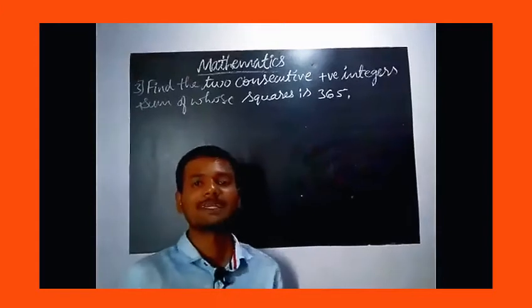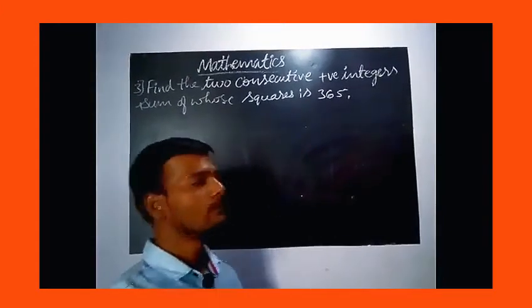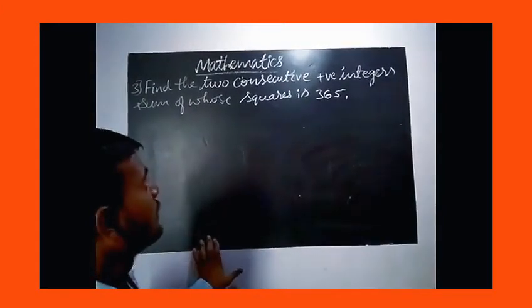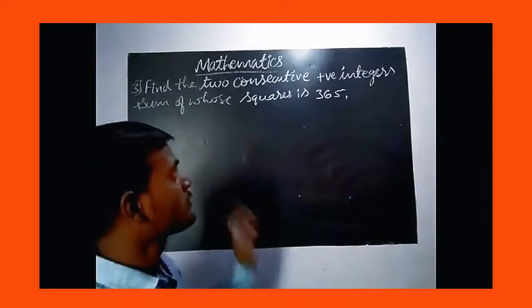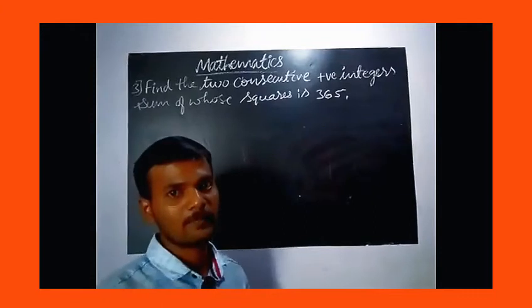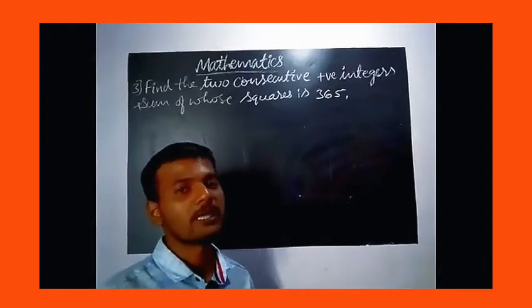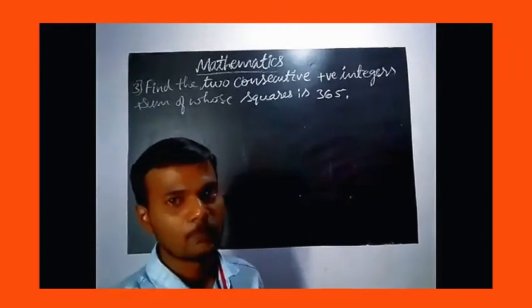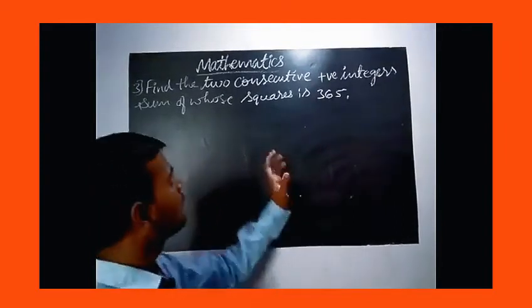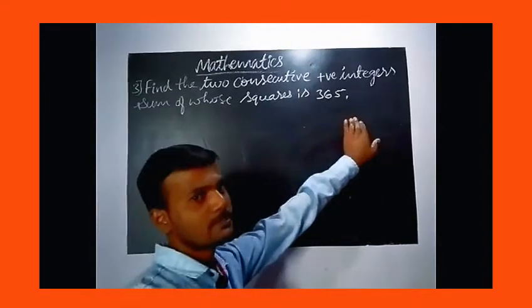Now let us discuss the next example, that is, find two consecutive positive integers whose sum of squares is 365. Here we have to find the two consecutive positive integers. They have given that the sum of their squares is equal to 365.